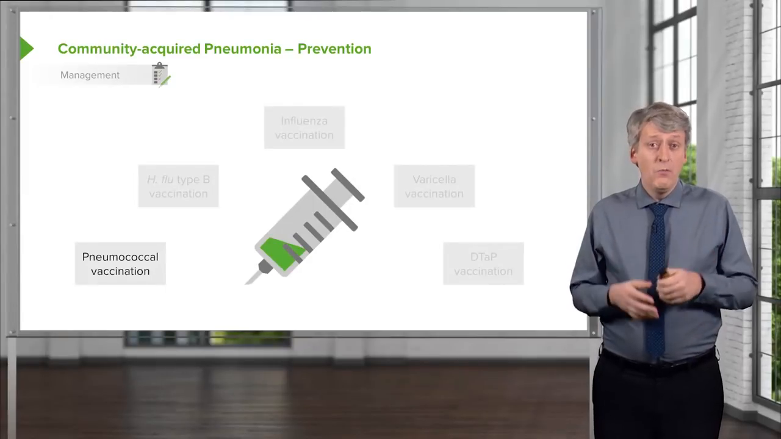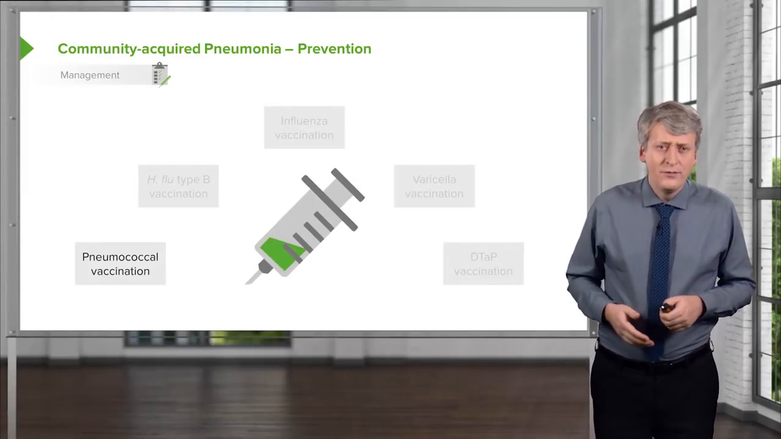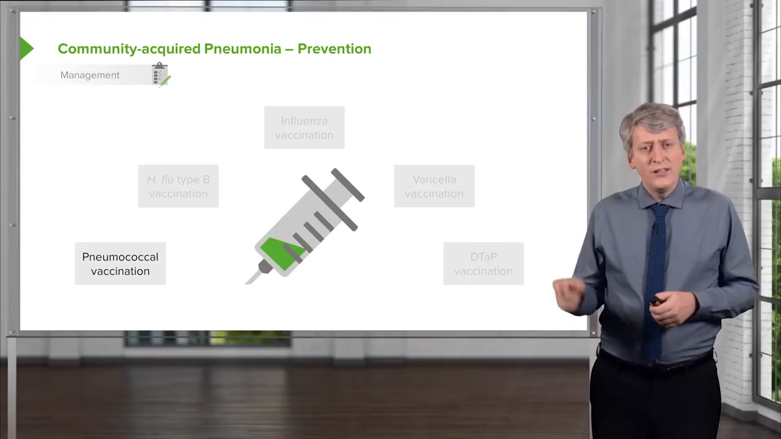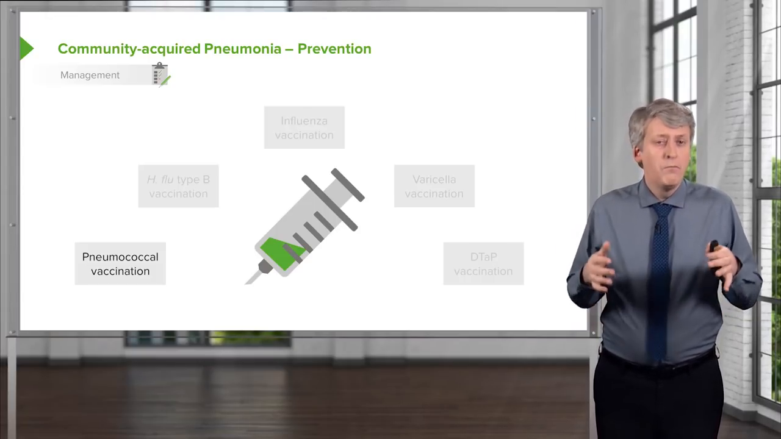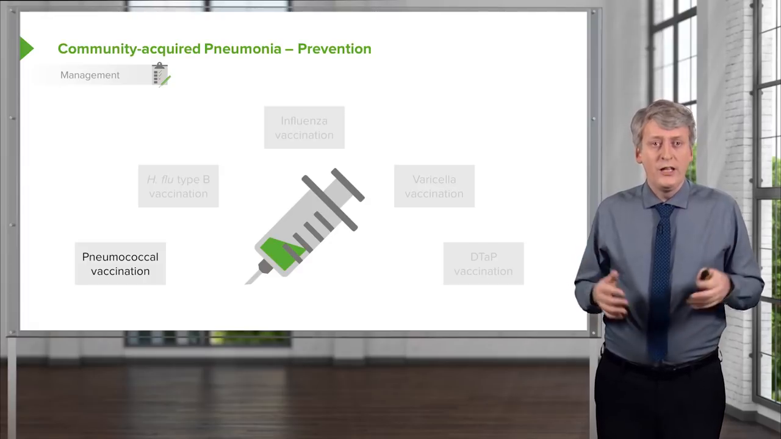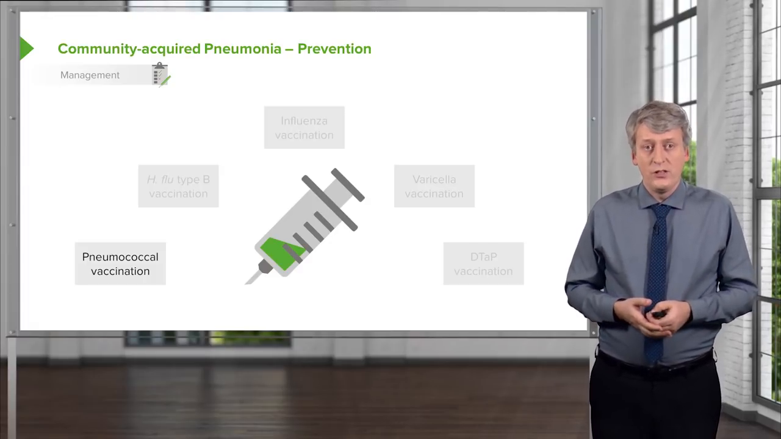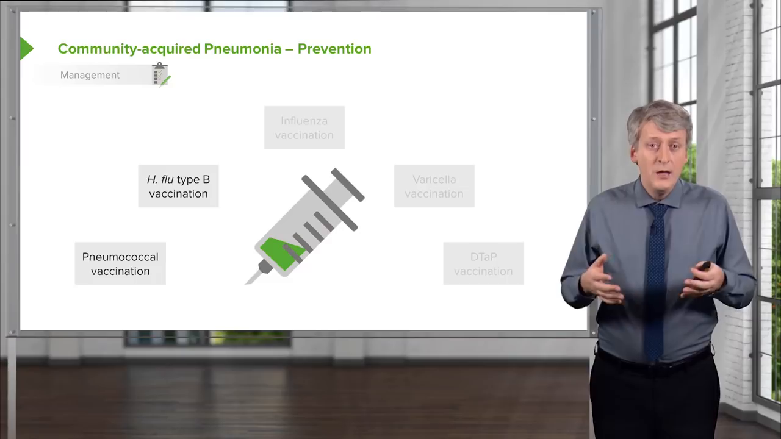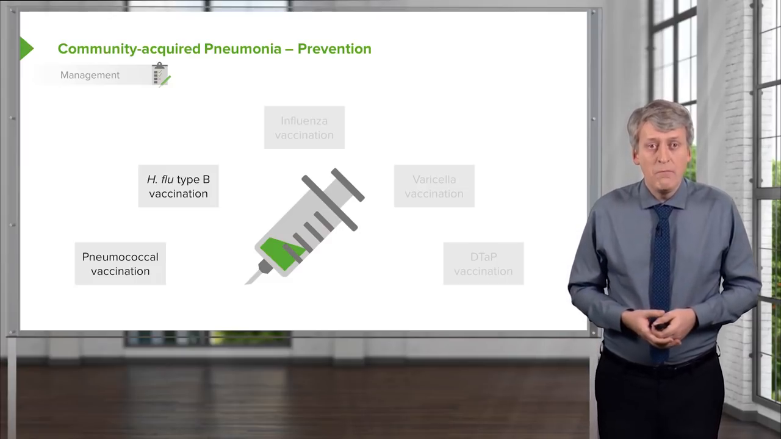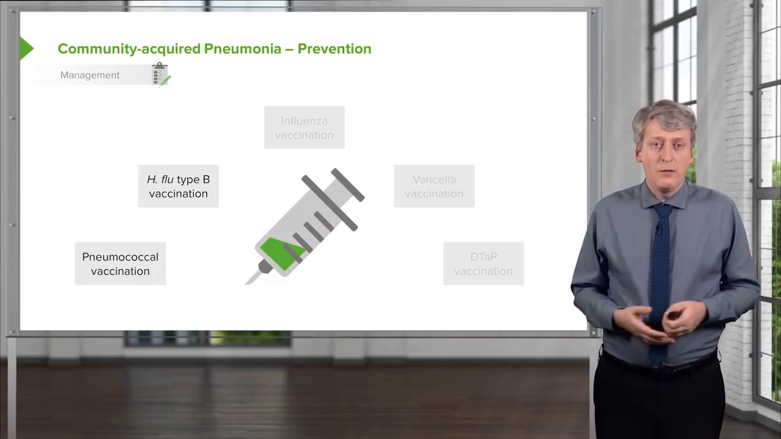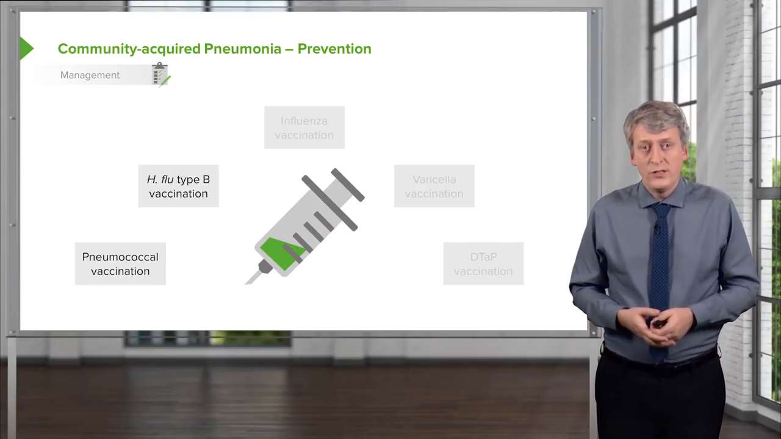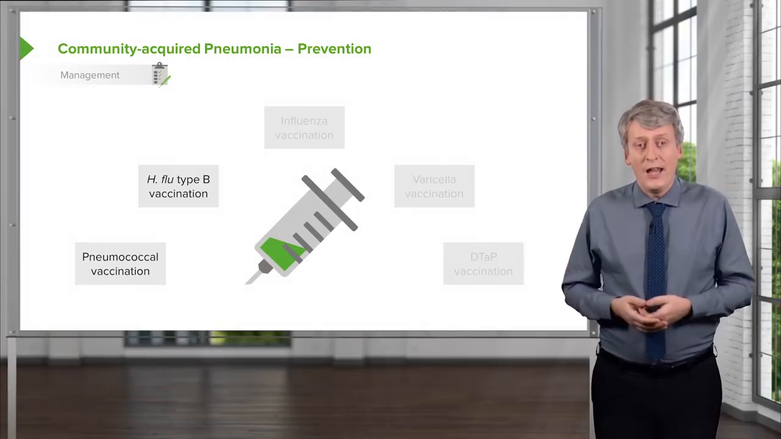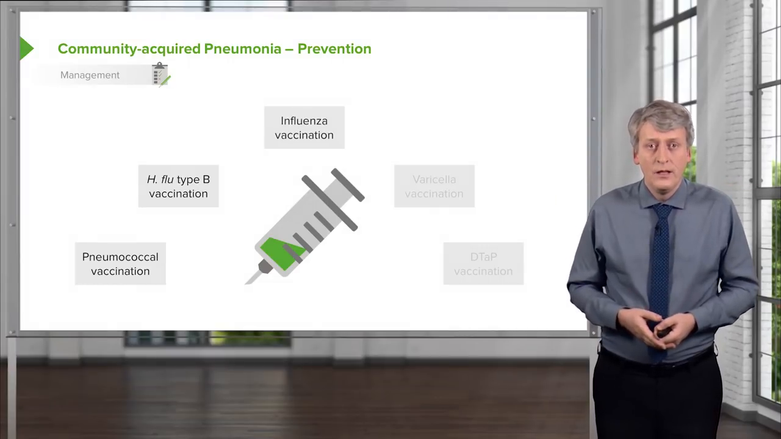Can we prevent pneumonia? The answer is absolutely yes. So pneumococcal vaccine is an effective prevention against pneumonia and, nationwide, probably has resulted in a reduction in the rate at which this bacteria is resistant to antibiotics. HIB, or the Haemophilus influenzae type B vaccination, has been amazing at preventing very severe pneumonia, which used to happen with Haemophilus influenzae type B. I've never seen a case because of vaccination.